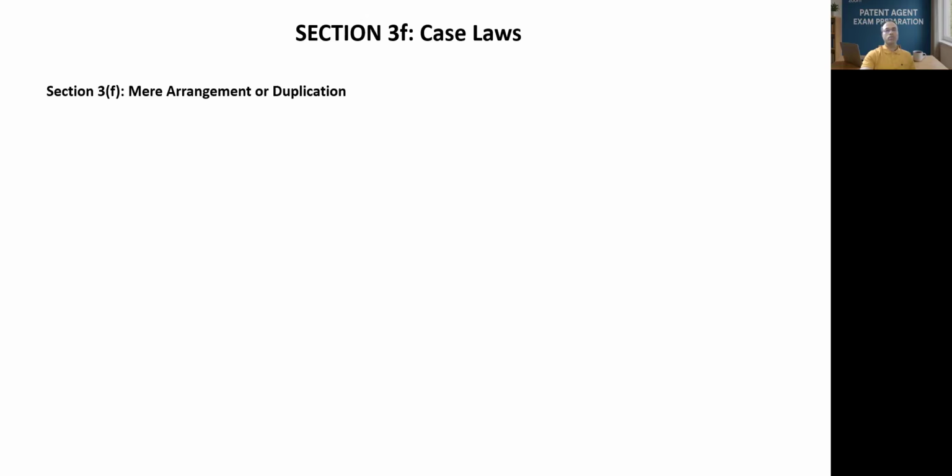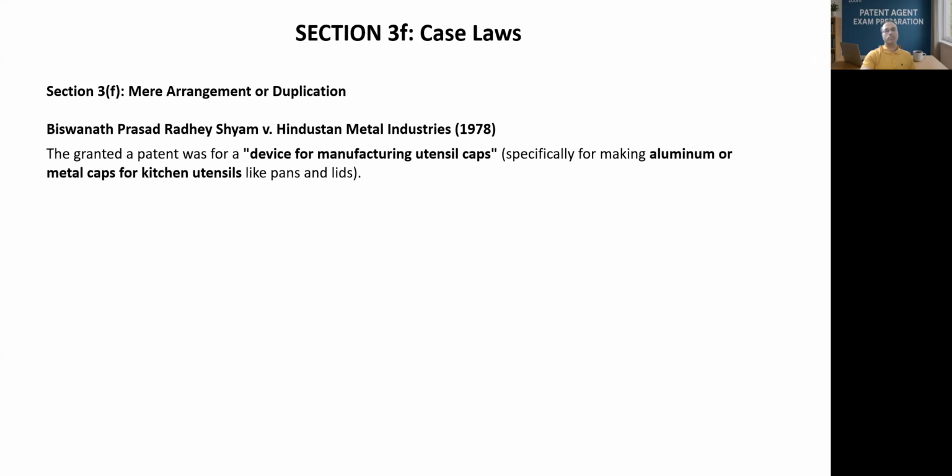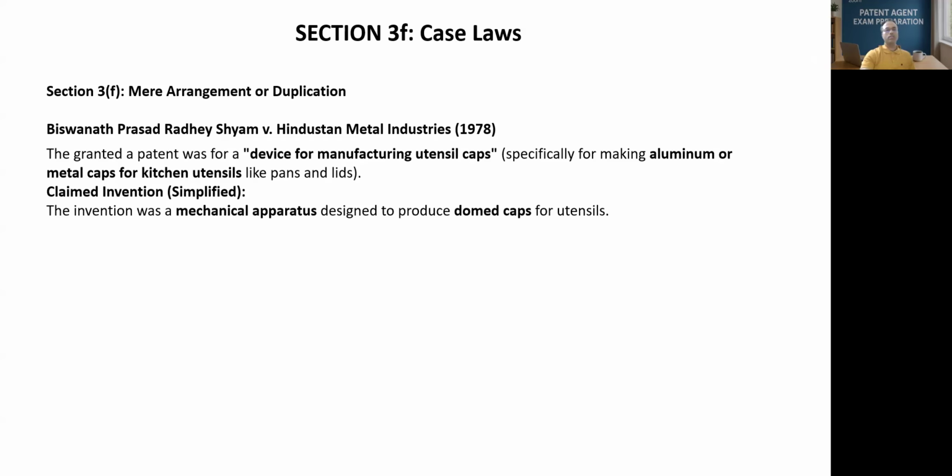Section 3 पे केस है. So this was Biswanath Prasad, Radhey Shyam versus Hindustan Metal Industries. So there was a granted patent for device for manufacturing utensil cap, especially for making aluminum or metal cap for kitchen utensils like pan and lids. So the claim says that the invention was a mechanical apparatus designed to produce dome caps for utensils. It was very simple, but these methods are already known.